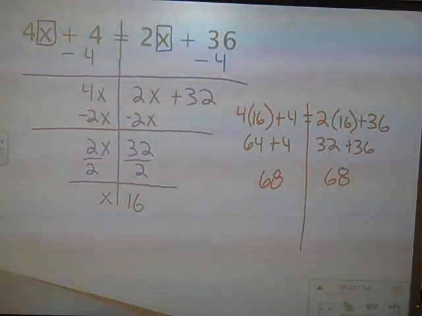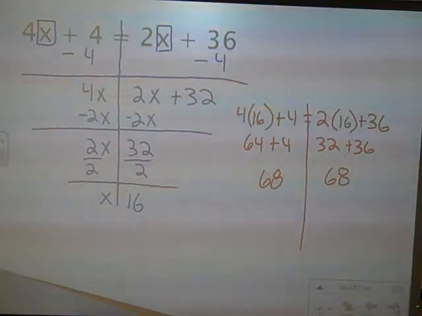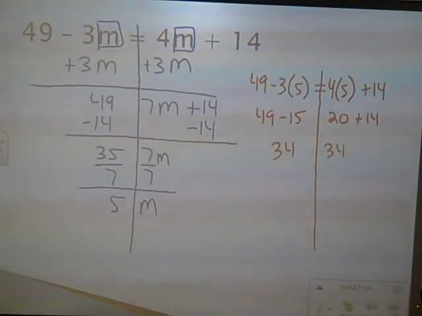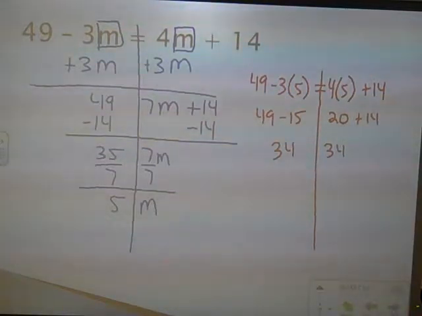Alright, so you then had some practice problems to try. Your first one is 4x plus 4 equals 2x plus 36. If you solve it for x, you get x equals 16. And then if you check both sides, you should get 68 on both sides. Next, 49 minus 3m equals 4m plus 14. You should have gotten m equals 5. And then if you enter 5 in, you should get 34 on both sides.